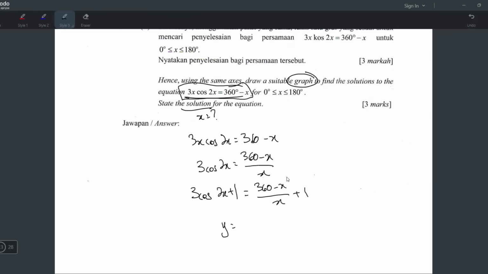But what about here? Okay, this one you can simplify jadi single fraction. So 1 is actually x over x. So 1 boleh darab dengan x. And then the x boleh tulis atas. So dia akan jadi 360 minus x plus x. Because 1 times x. And then negative x plus x boleh potong. Dapatlah you punya equation. 360 over x. So this is the equation that we need to draw in the graph later.